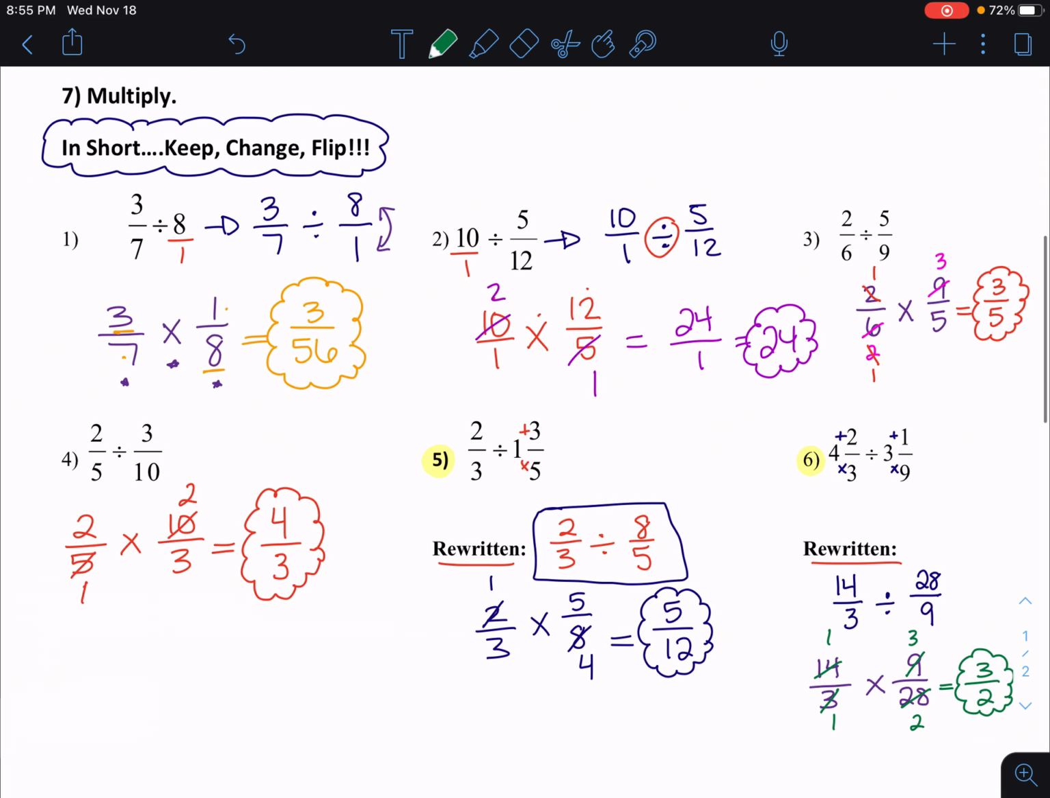This is dividing fractions. We did a fraction divided by a whole number, a whole number divided by a fraction, a fraction divided by a fraction, a fraction divided by a mixed number, and then a mixed number divided by a mixed number. So all the different kinds of combinations of division with fractions that we can do.